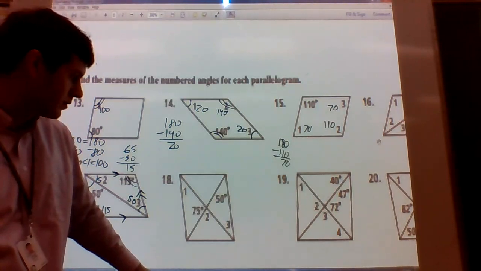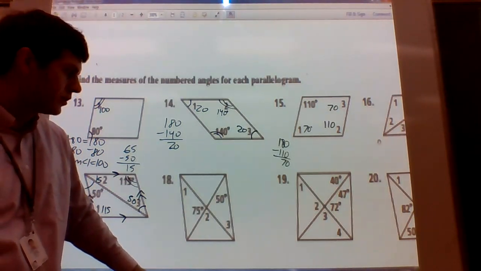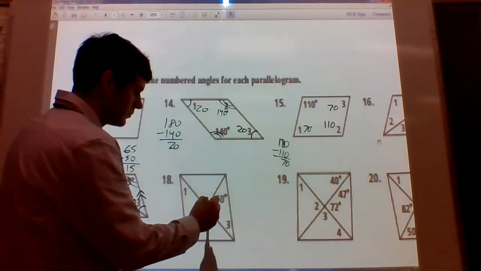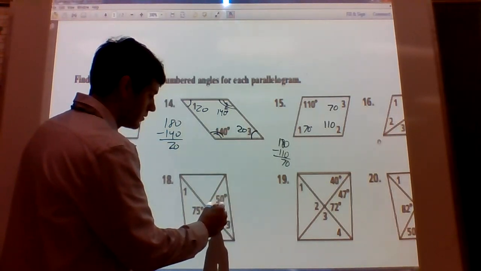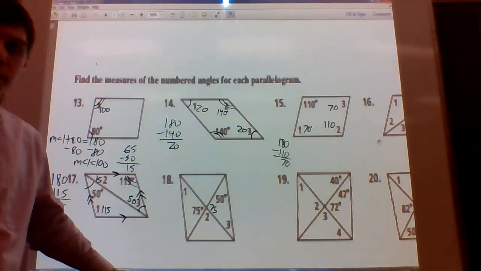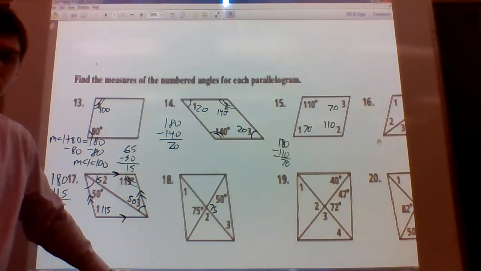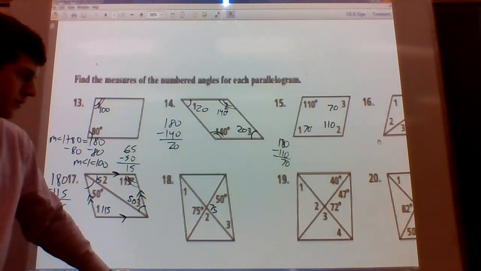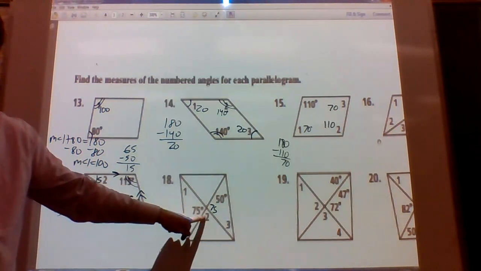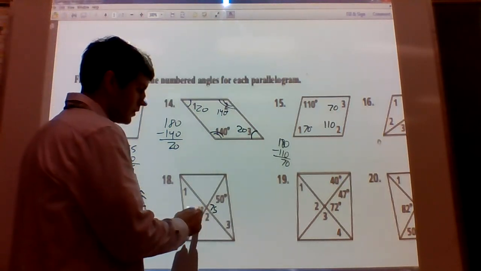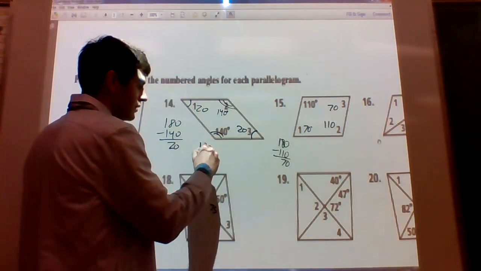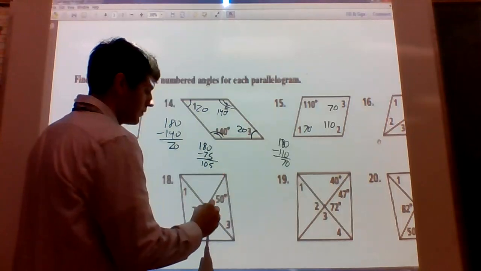See what we got here. Well, this one, we have vertical angles. So we got to apply some of our old knowledge of lines and angles. Here we have a linear pair. So these two are linear pairs. So 180 minus 75 is going to give us 105.